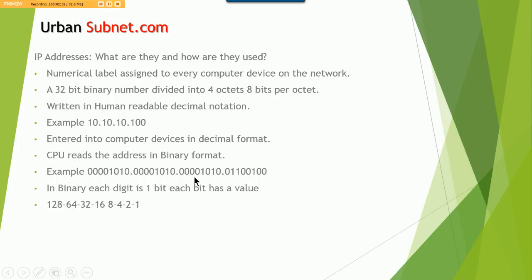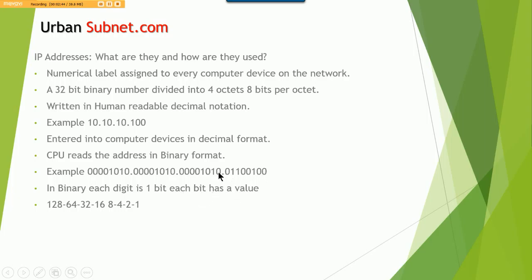Now in the binary numbering system, each digit is 1 bit, and each bit has a value. So with this system in place, the values are 128, 64, 32, 16, 8, 4, 2, 1. So each digit is 1 bit and each bit has a value. So let's take a closer look at this.